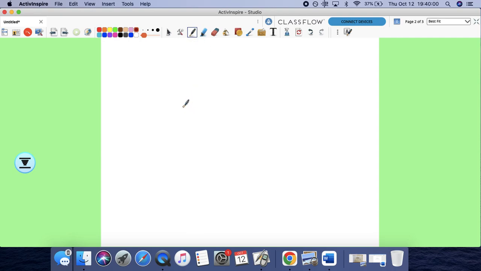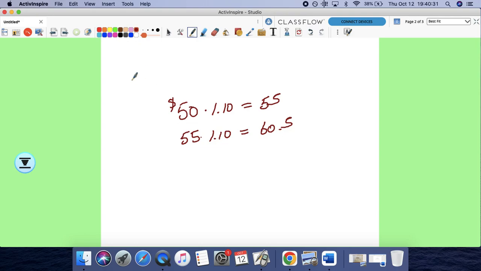So let's say we have, I don't know, 50 bucks. If it increases by 10%, so multiply. At the end of the first month, 50 times 1.10, we would have 55. And the second month, it's going to increase by another 10%, right? 55 times 1.10, and you're going to end up having 60.5 at the end of the second month. This is 21, by the way.